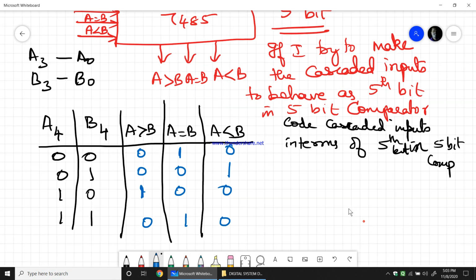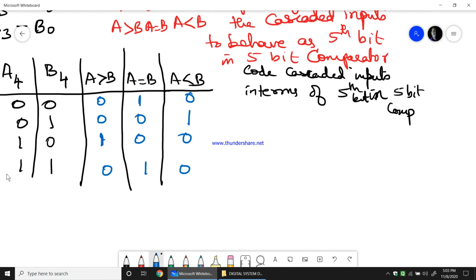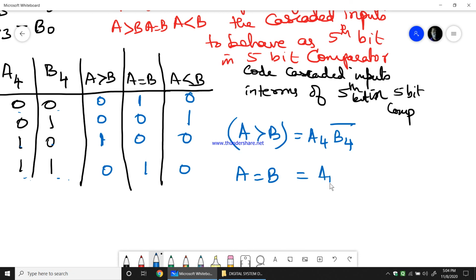Okay. So therefore, I will try to write the K-map, or I will directly write the expression by looking at the truth table itself. See, A greater than B is equal to what? 1, 0, it is 1. Therefore, I can say A4, B4 bar is A greater than B. A equals B is what? We have 1 in two places, so it is 0, 0 and 1, 1. A4 bar B4 bar plus A4 B4. This will give me A4 XNOR B4.